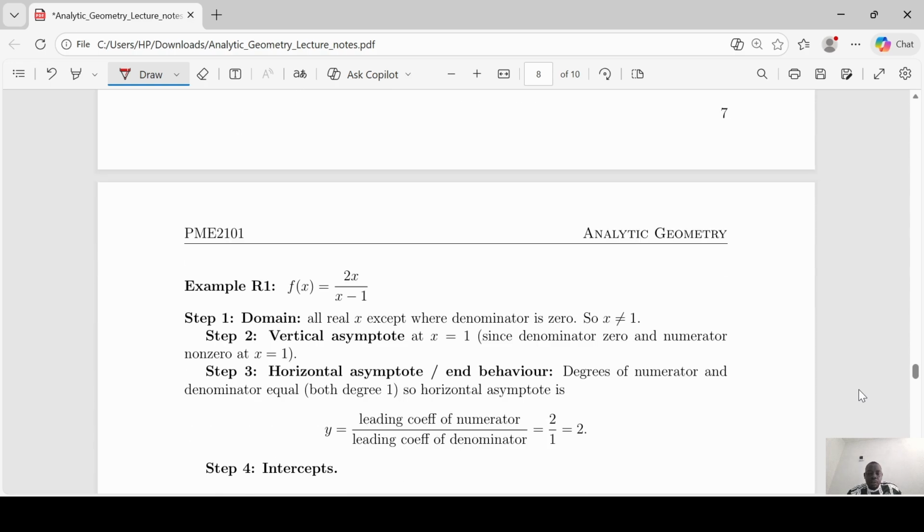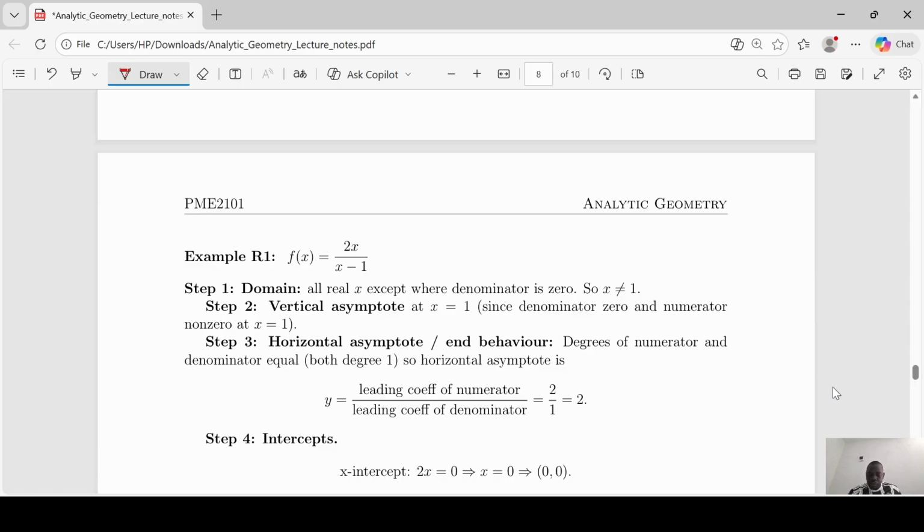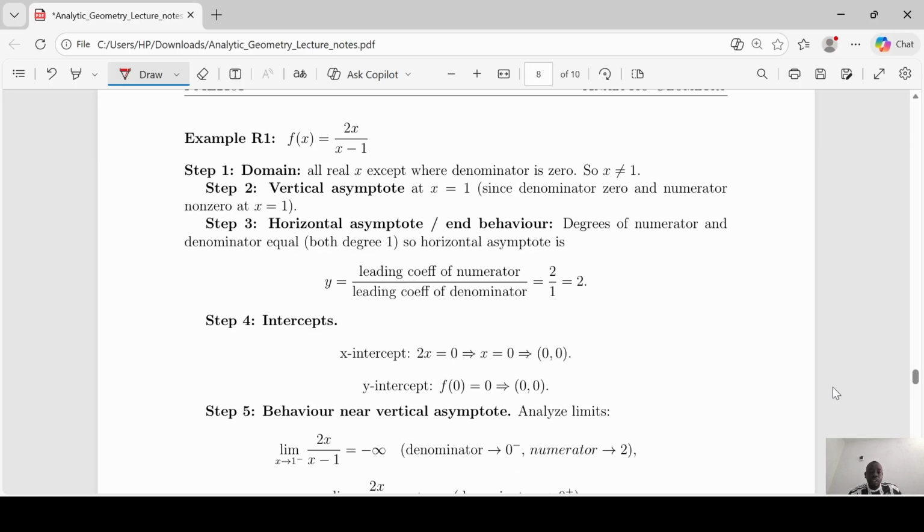Then the horizontal asymptote here. You see that the degree of the numerator is equal to the degree of the denominator. This is p of x, this is q of x. So when we want to get the horizontal asymptote, it is the ratio of the leading coefficient of the numerator to the leading coefficient of the denominator, which is 2 over 1. So our horizontal asymptote is y equal to 2. So at this line y equal to 2, the curve of f of x should not touch. It just gets near, but it shouldn't touch. You're going to see in GeoGebra when we are plotting.